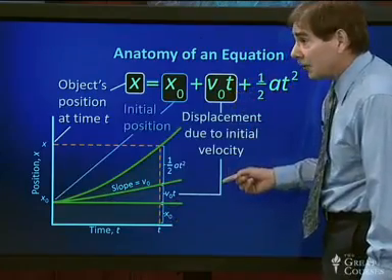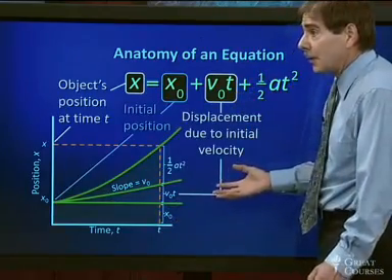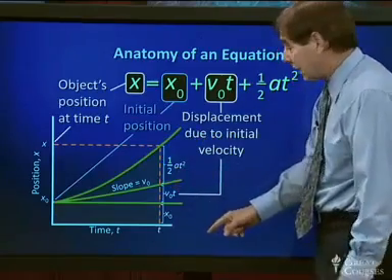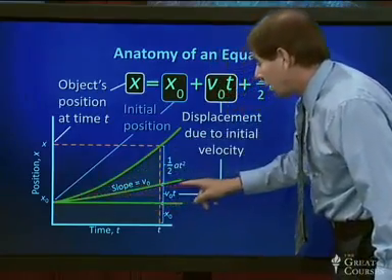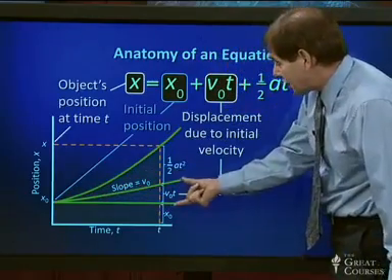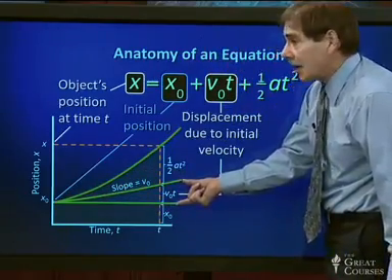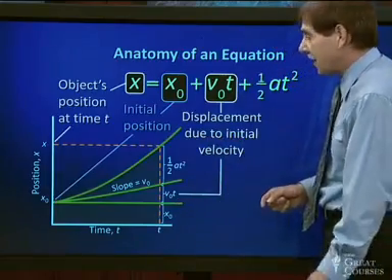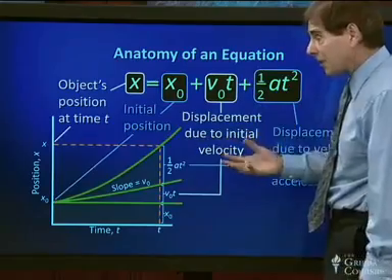But there is an initial velocity, and even if the object weren't accelerating, its position would change because of that initial velocity, and it would change at a constant rate. That's the slope of this line, v naught. So this interval, v naught times t, is the change in position due just to the initial velocity, displacement being change in position.